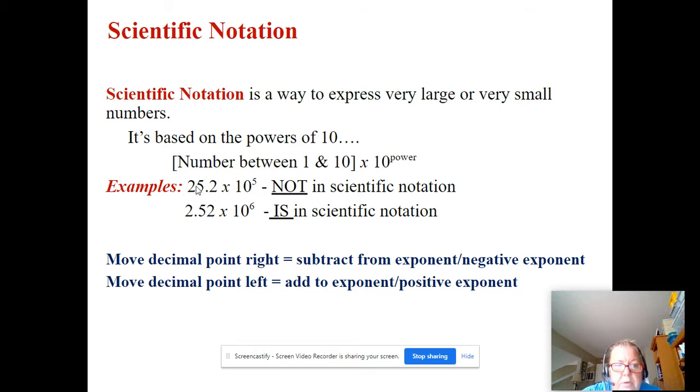So you move the decimal 1 to the left, and now this is in scientific notation. If you move the decimal point to the right, that's subtracting from the exponent, and if you move the decimal point to the left, you're adding, like what we did here. We moved it 1 to the left, so we added to our exponent, and so now it is 10 to the sixth.